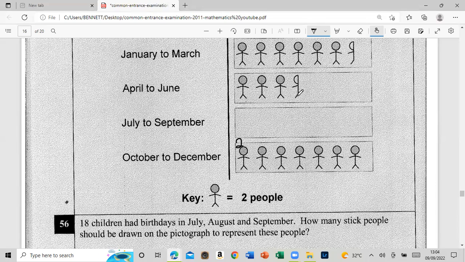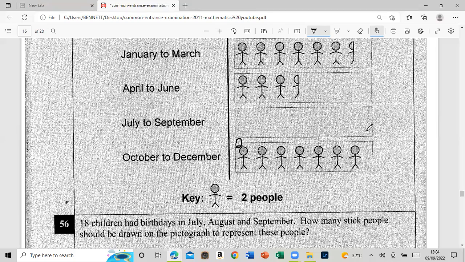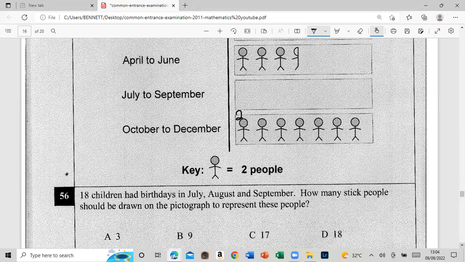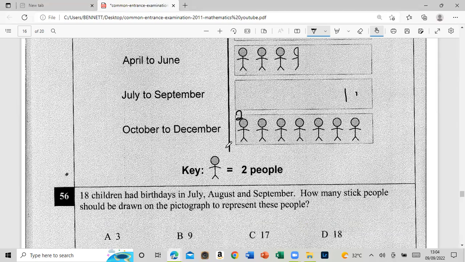So that means if I say half, it is 1. Alright? Let's see what 56 says now. 18 children have birthdays in July, August, and September. How many symbols should be drawn on the pictograph to represent these people? So you want to put a total of 18. Each person represents 2. How many of this person would you put? You will put 9 of them, right?